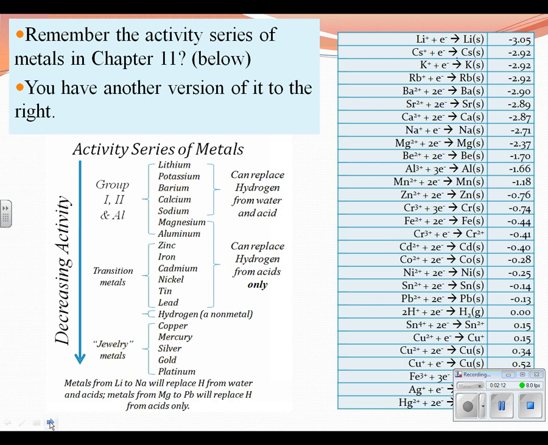Okay. Now we have another version of an activity series here, and this actually is a reduction reaction chart, and it gives the electric potentials, which are voltages that occur when this happens. So remember, we're talking about chemical and electrical processes. Those voltages are the electrical process of it, and these are the chemical processes of it. So we'll get more into how to use these numbers when we talk about batteries.